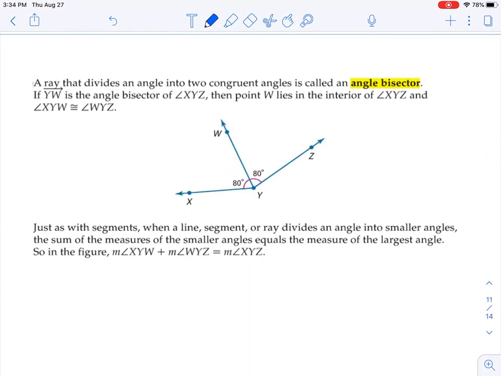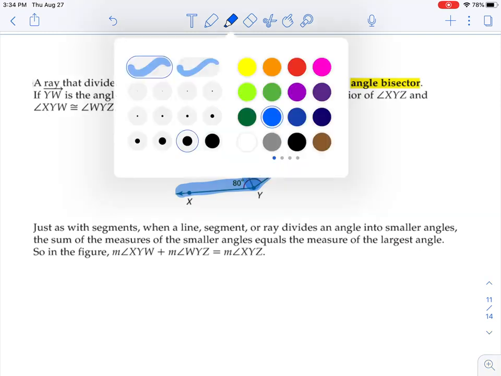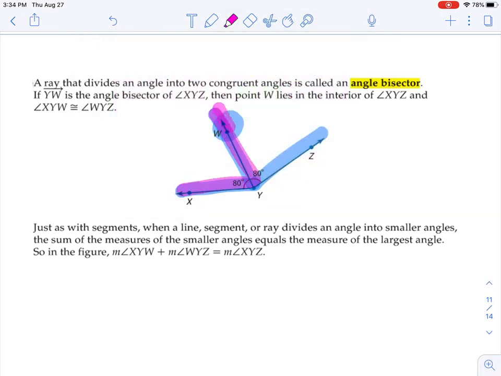Last little new information has to do with bisecting. So if you recall, we talked about segment bisecting, cuts it in half and makes the two pieces congruent. If a ray divides an angle into two congruent angles, it is called an angle bisector. So we can do the same thing with angle bisectors as we did with segment bisectors. So if YW is the angle bisector of our angle XYZ, then our W point must be in the interior of our angle, and our subangles, our part angles, XYW and WYZ, must be congruent to each other.